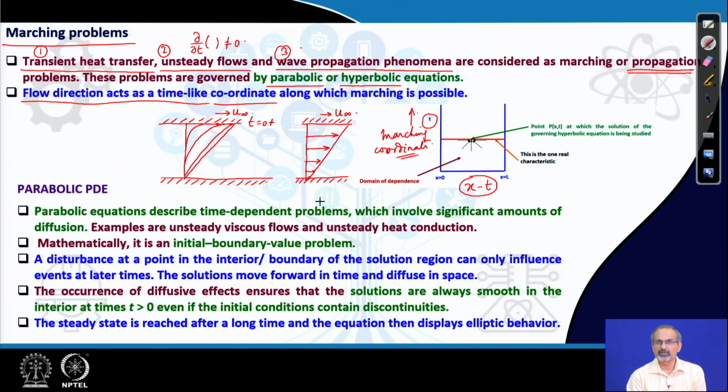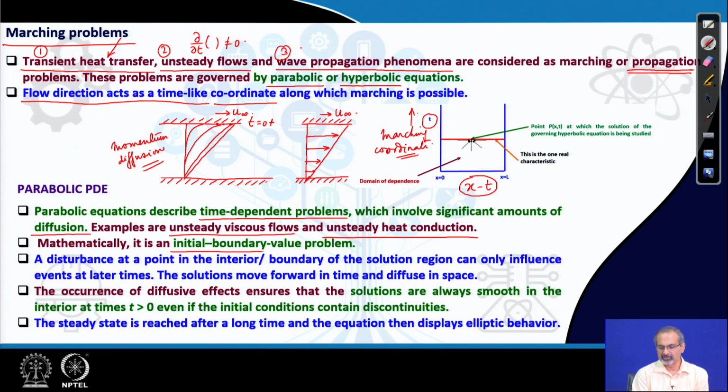So, this would qualify as a parabolic partial differential equation. We can show that. Parabolic equations describe time dependent problems which involve significant amounts of diffusion. So, we were talking about momentum diffusion here. Similarly, in thermal problems, when we talk about transient heat transfer, because heat can move from one end to the other of a conducting medium, you may have a time dependent temperature distribution in that medium. So, unsteady viscous flows and unsteady heat conduction become examples of this category.